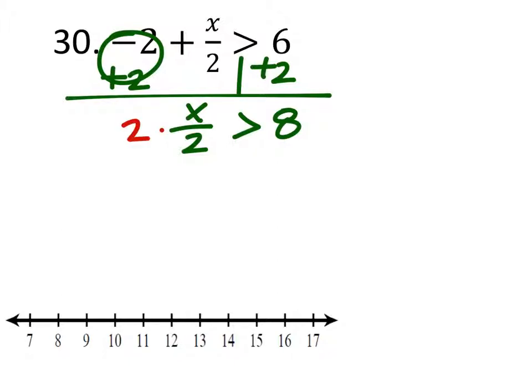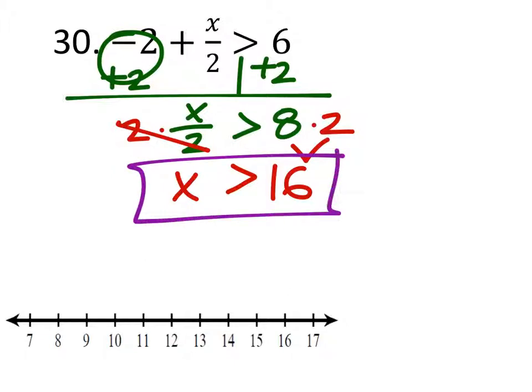And then to get rid of that, divide by 2. We'll multiply both sides by 2 to make that a phantom 1. So x now is greater than 8 times 2, which is 16. So our answer is x is greater than 16.